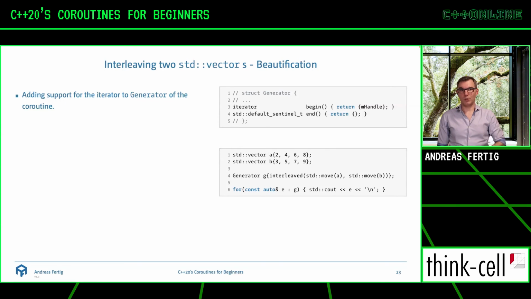The lines 1 to 4 are the same as before, but line number 6, now I can use a range-based for loop, iterating over g, getting each value in the form of e, and couting that. So I no longer have to know about whether to call resume or value first as a user. So I think this is what you're going for if you're implementing coroutines. Okay.